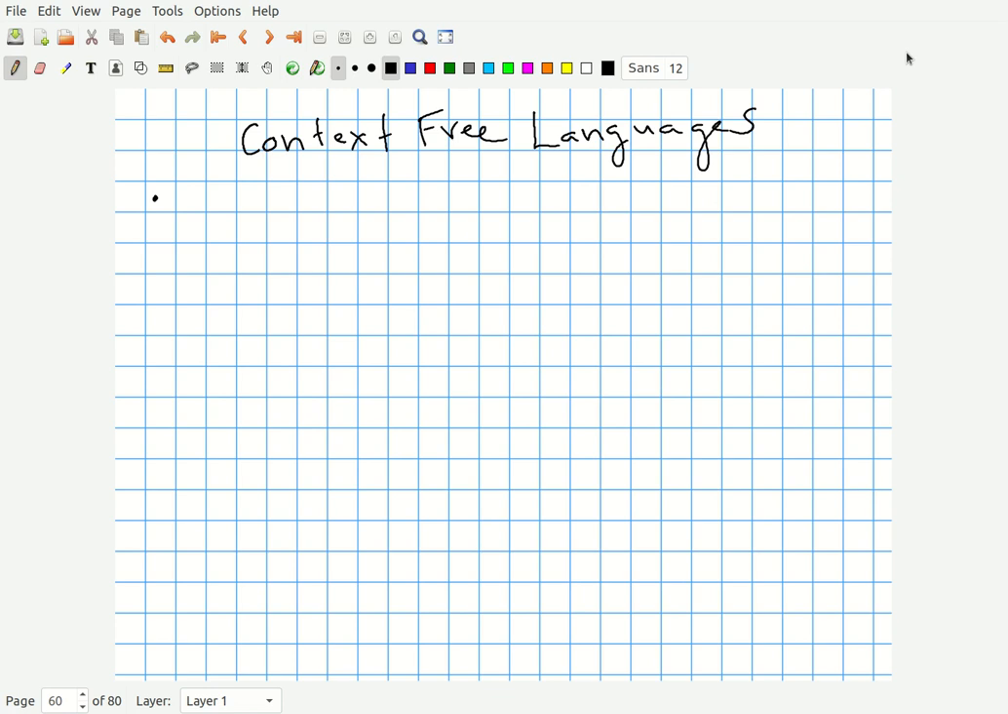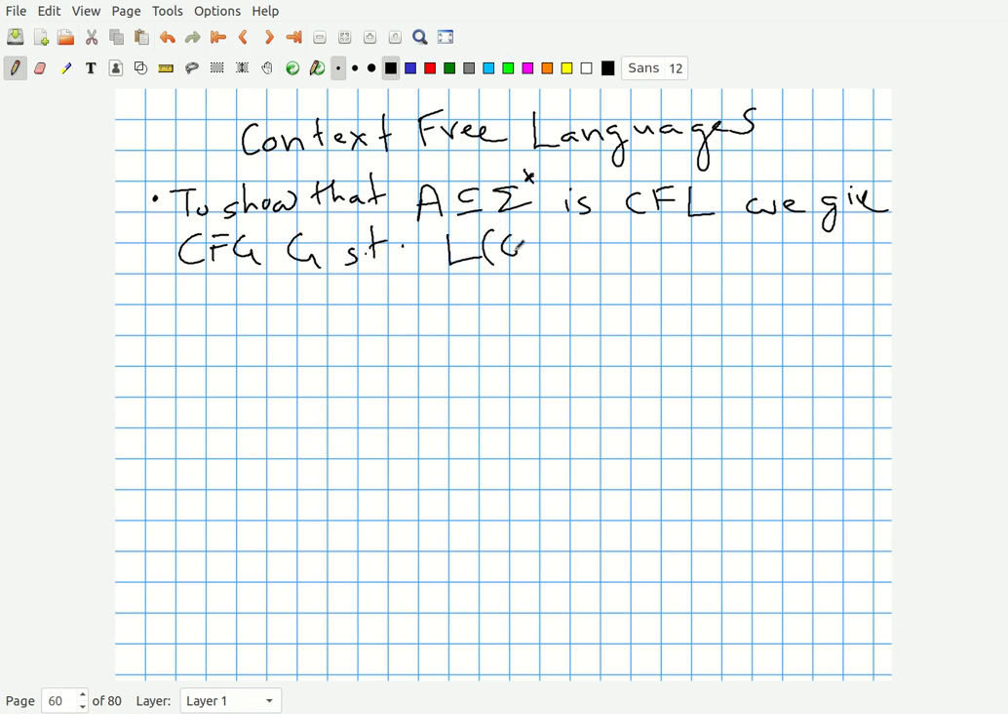We continue with our study of context-free languages. So far, we saw that context-free languages are languages which are generated from context-free grammars. So, to show that some language A is CFL, context-free language, we give a context-free grammar G such that the language generated by that grammar is equal to A, right? We also saw that there are special types of grammars which can generate A minus epsilon: the grammars in Chomsky normal form and grammars in Greibach normal form.